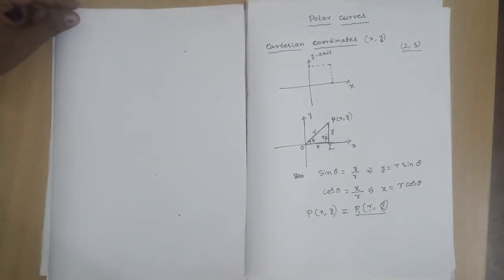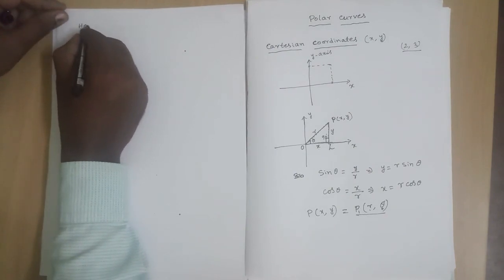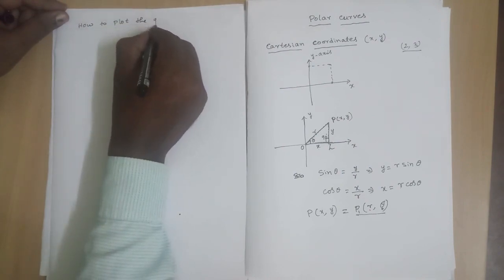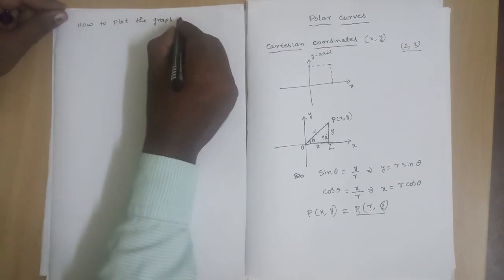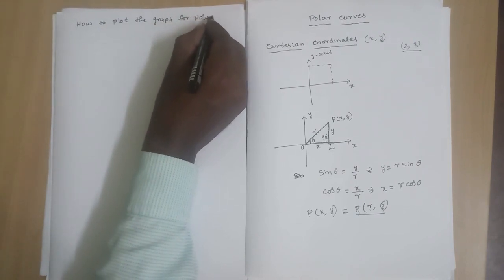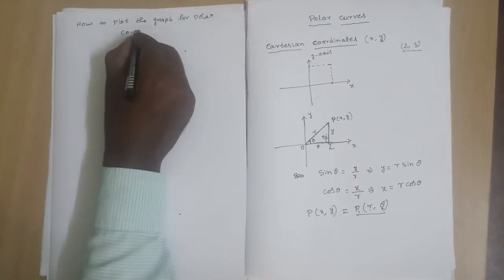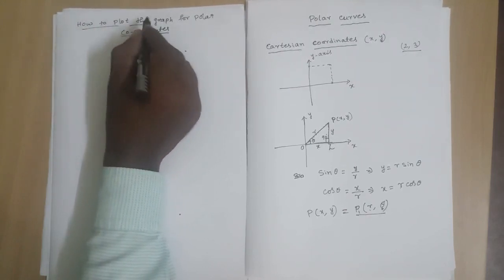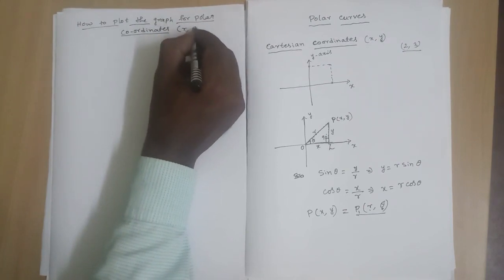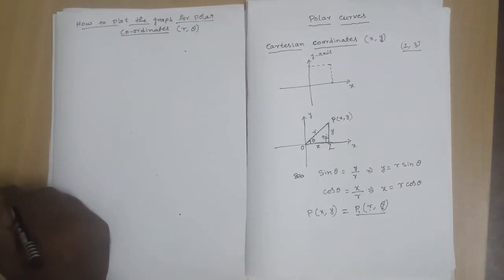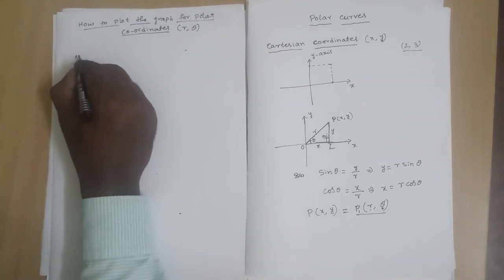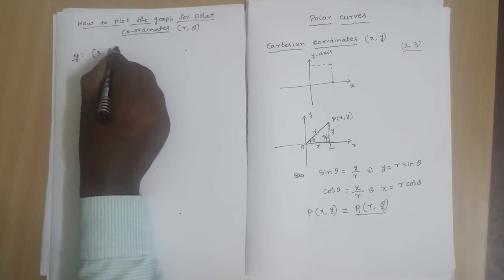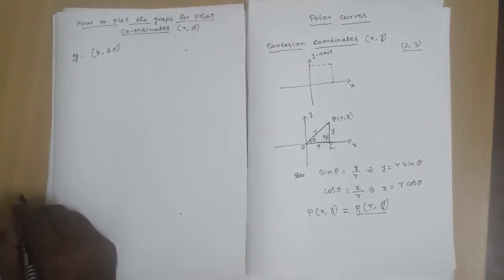How to plot the graph for polar coordinates. So polar coordinates means in terms of r and theta. Suppose they give an example: 3 comma 60 degrees.